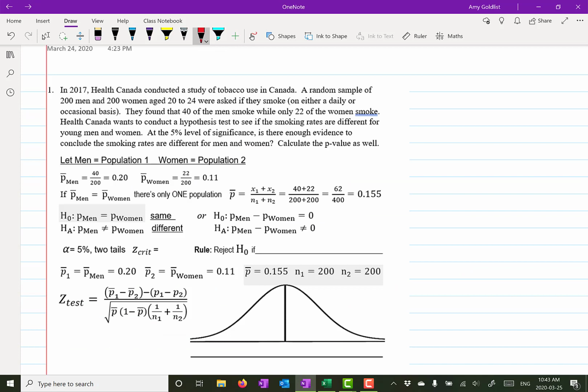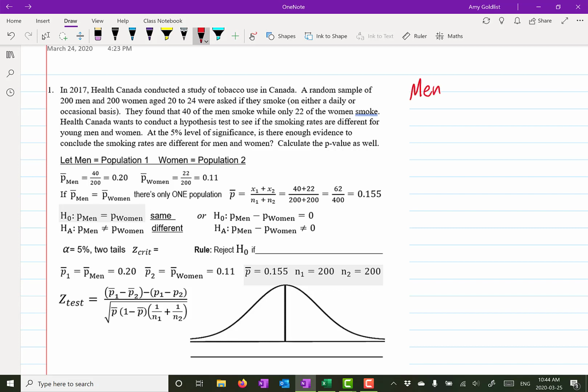So let's get back to our example. 2017, Health Canada, etc. We're going to say men is population 1, women is population 2. And this is just arbitrary. We can choose either way to do this. So what we have is our sample proportions are 40 over 200 because we had 40 men smoked.